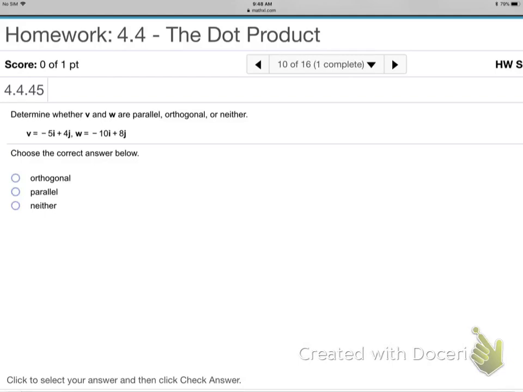All right, so parallel, orthogonal, or neither. So let's first off test for orthogonal. Let's dot the two vectors. We'll just start off right there. So I'll take v dot w. So that'd be minus 5i plus 4j dot with w, minus 10i plus 8j. Okay, so go ahead and do that. First, dot them and see if they're orthogonal or not.